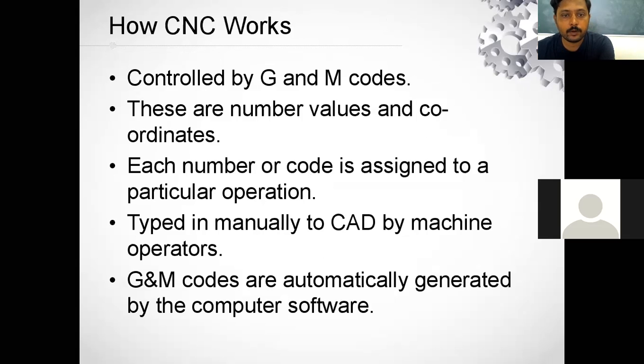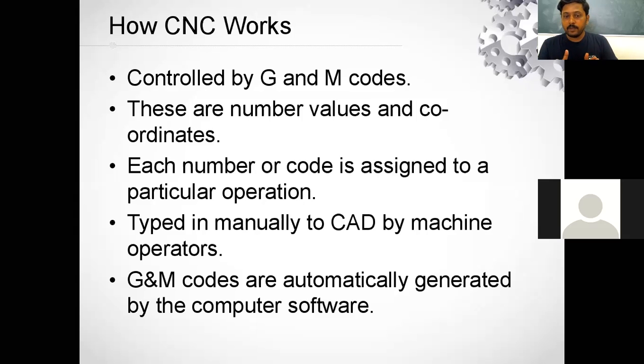Just a minute. Okay. Now, how do CNC machines work? These CNC machines are programmed by using G and M code. These are the standard types of codes available for every type of machine. These are number values and coordinates. Each number or code is assigned to a particular operation. For a particular operation, for a particular machine, you will have a single code.